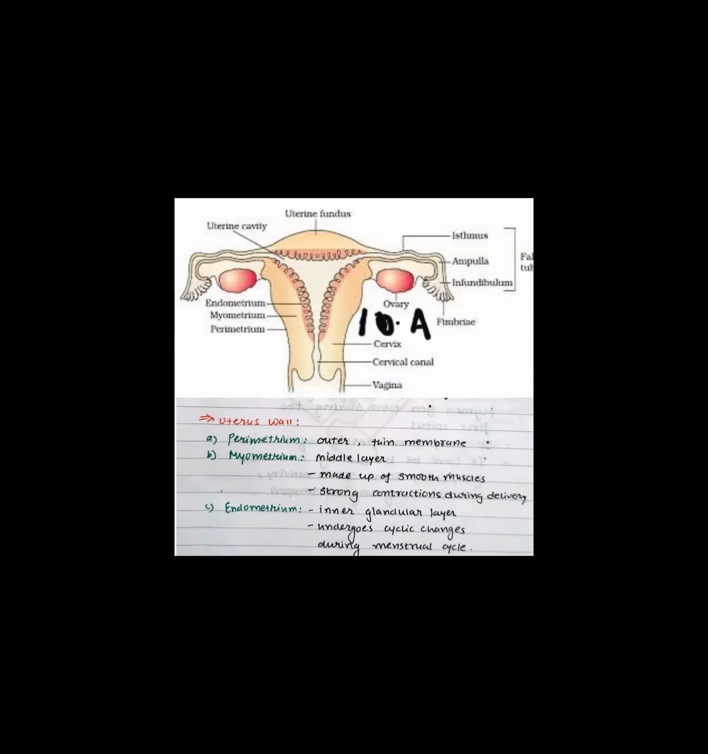The innermost layer is called what? Endometrium. Structurally, it consists mainly of what? Glands, lots of mucus glands. And it is discarded at the time of menstruation.